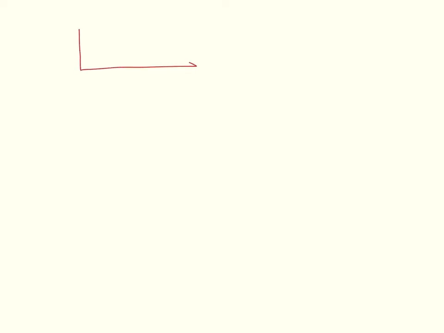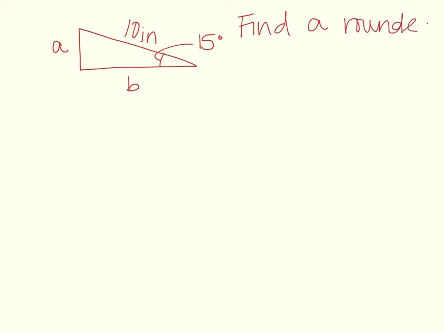So let's say that I have this right here, this triangle, and I know this is A, this is B, this is 10 inches, and we're going to call this 15 degrees. And I want to find A rounded to the nearest tenth. Okay, so in this case, we know something a little bit different, all right? So let's say, all right, so what do I know? Well, I have information about the hypotenuse, and I have information about the angle, and I want to find this.